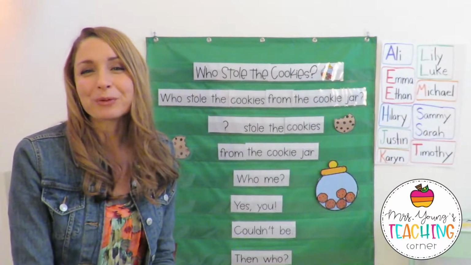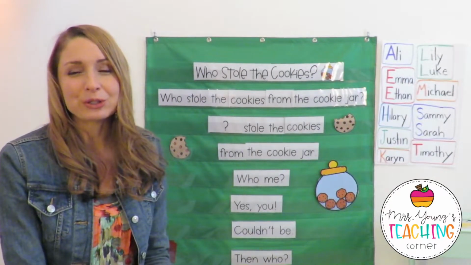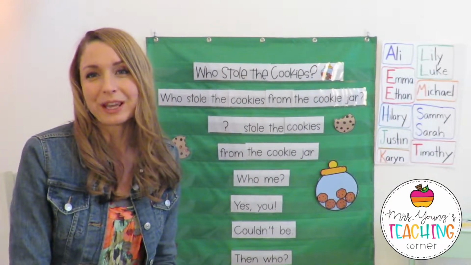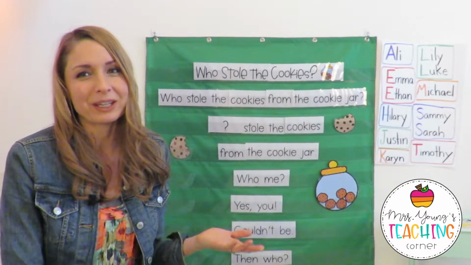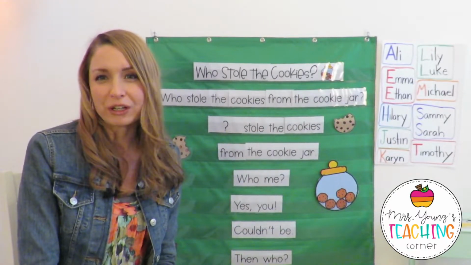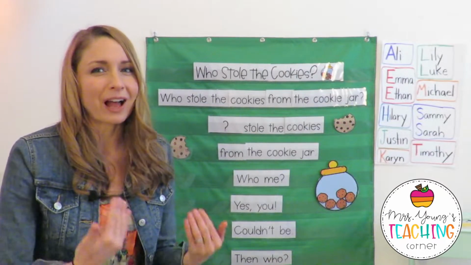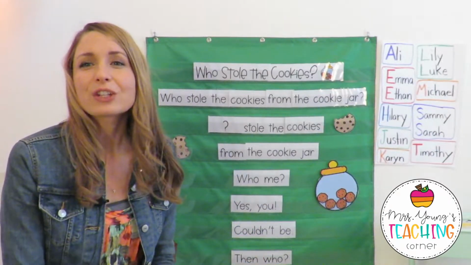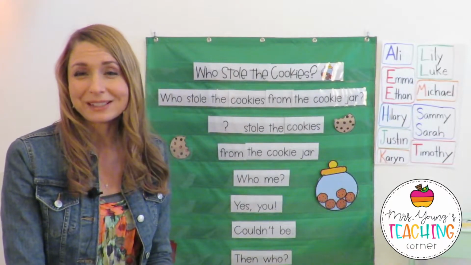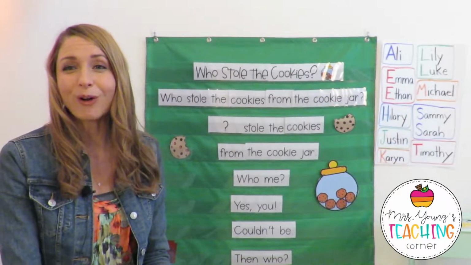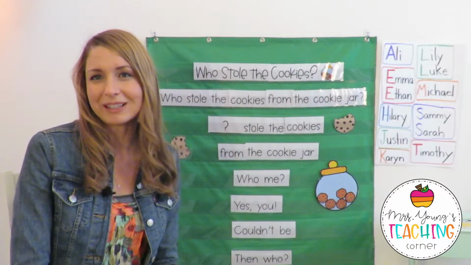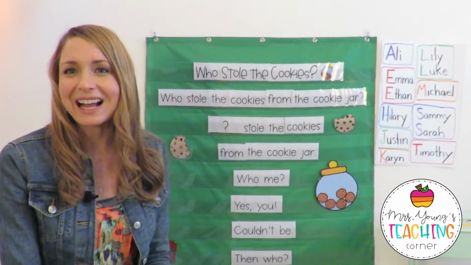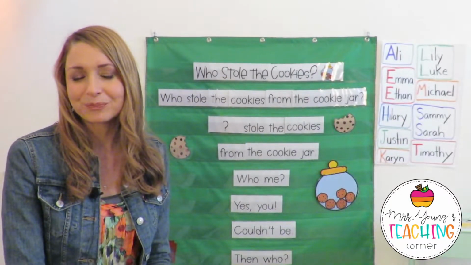After we've warmed up reading our names, I will tell the students that I am going to introduce a poem to them called Who Stole the Cookies? Now, when I'm teaching shared reading, I like to use the model I do, we do, you do. So when I'm introducing the poem, I will say, we are going to learn a poem called Who Stole the Cookies? Listen to me as I sing the poem.